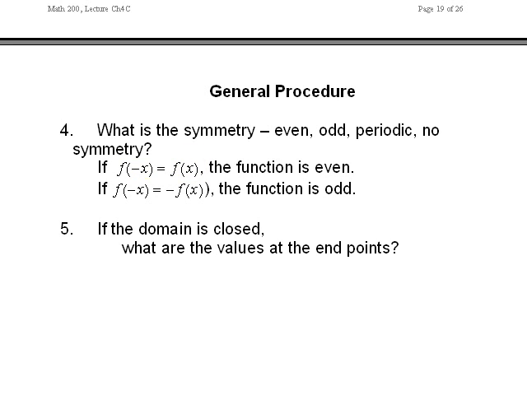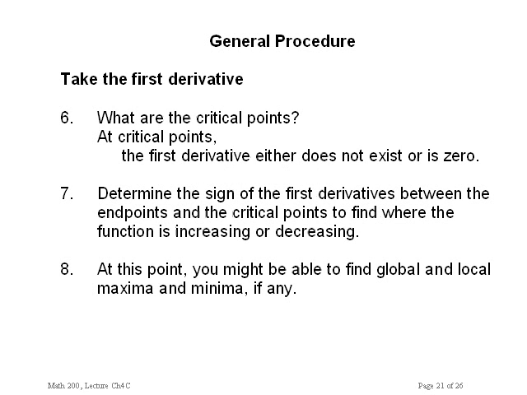For odd functions, you do the same test. Replace x by minus x. If after you work out the algebra you get the negative of the original function that you started with, then it's an odd function. It's said to be symmetric about the origin. And always, if its domain's closed, check the values at the endpoints. And now you take the first derivative.